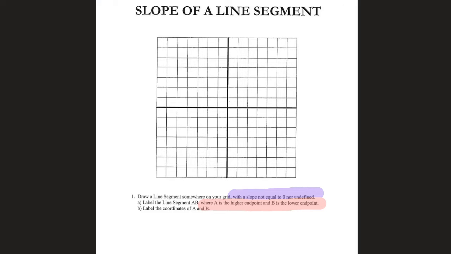Once you've done that, we should be able to then jump in and label the coordinates of A and B as well. So we're going to actually write on the coordinates on our picture. Okay, I want you to pause the video and go ahead and do those two things.